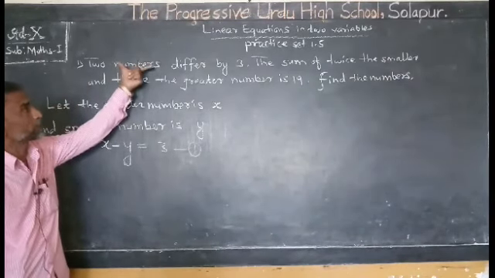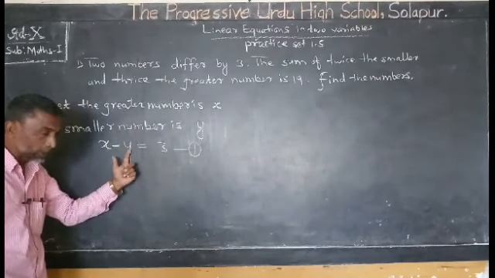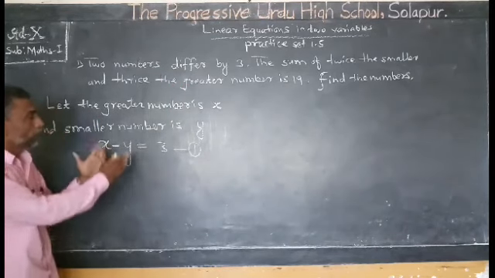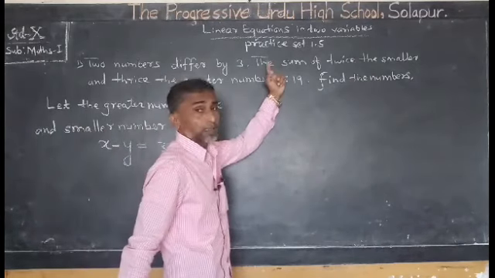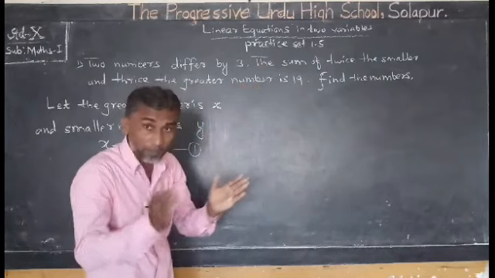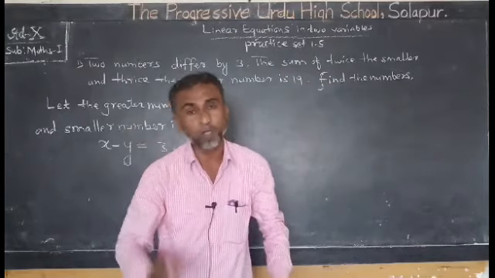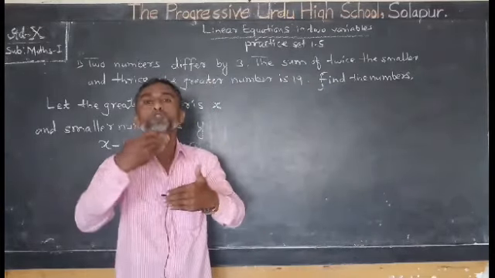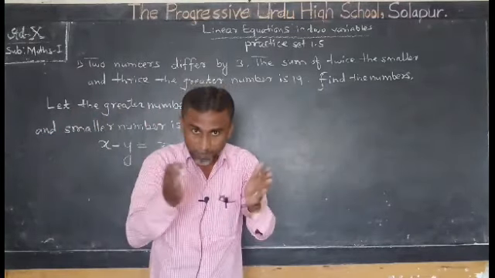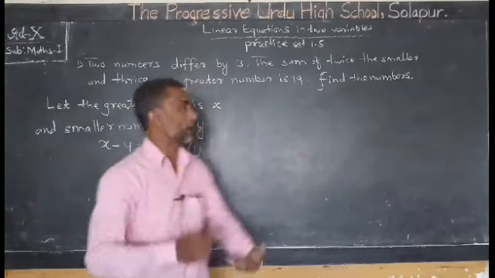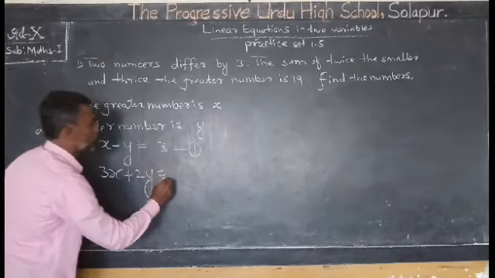I have used the first sentence: the two numbers differ by 3. Therefore, greater number minus smaller number is equal to 3. In this way, the first linear equation is formed. Now, read carefully again the second sentence. The sum, addition. The sum of twice the smaller. Which is the smaller one? y is the smaller. Twice the smaller means 2y, and thrice the greater number means 3x. So, the sum of these two, 3x plus 2y, is equal to 19.